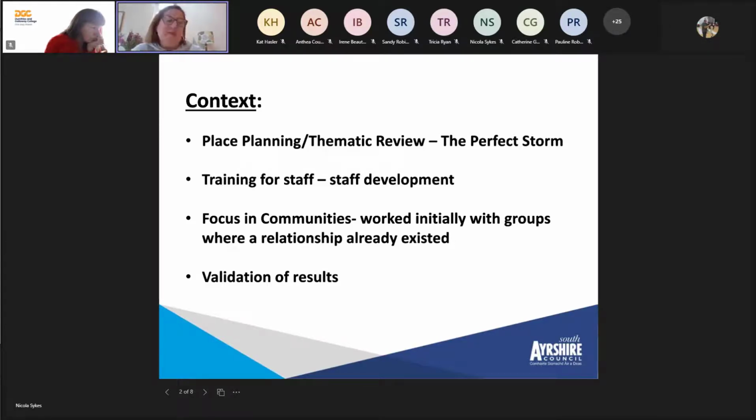So the first thing we did was undertake a series of workshops with staff around the use of the Place Standard Toolkit, how we would use it, what it was for, all the stuff that Irene went through earlier on.